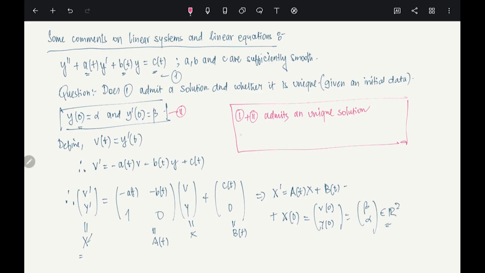In I, and what is I? I is the interval where A, B, C are continuous. So basically the common interval where A, B, C are continuous. So you do realize that just continuity of the coefficients is enough to guarantee that there is a solution here. That is what we will close our video with.